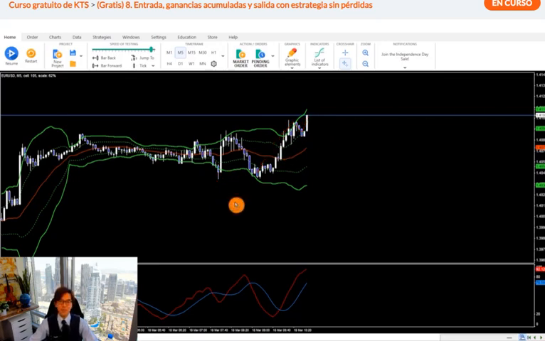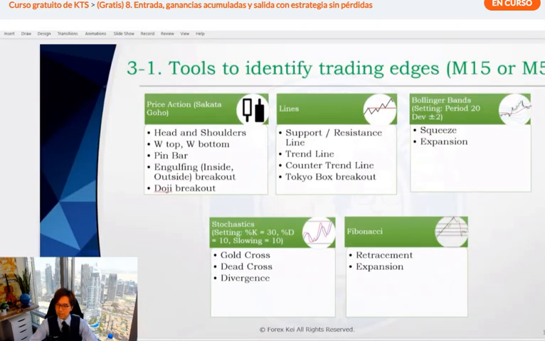If you haven't checked the video about my entry confirmation, please do before proceeding with this video. But just in case, the way I look for the entry timings, I use these tools and indicators. I use price action, lines, Bollinger Band, stochastics, and Fibonacci to capture the confirmations. And I look for at least 3 or more confirmations out of the list on this slide.